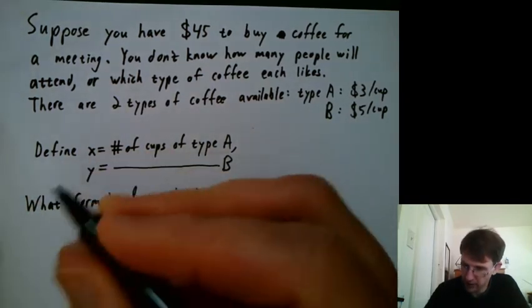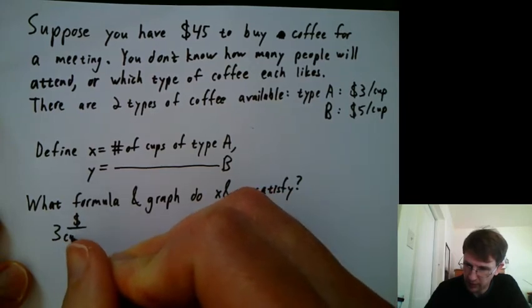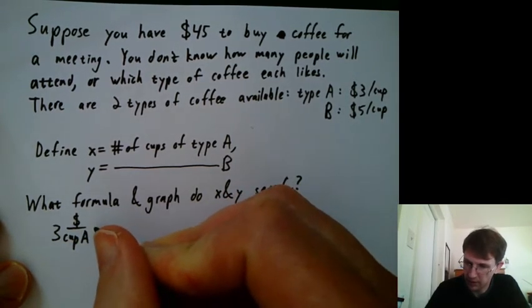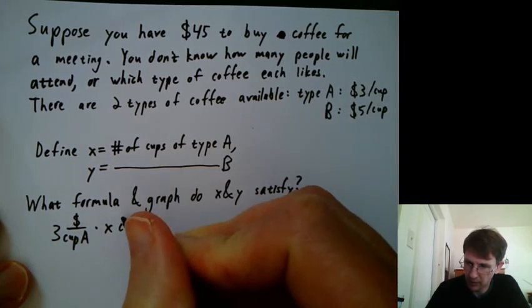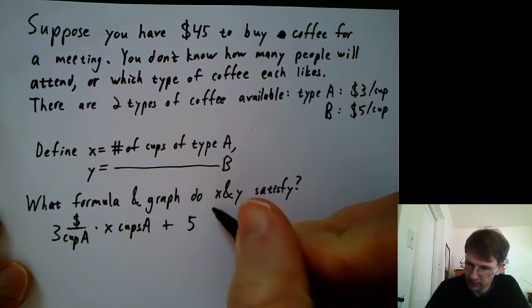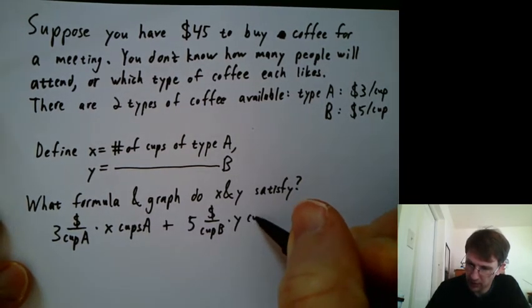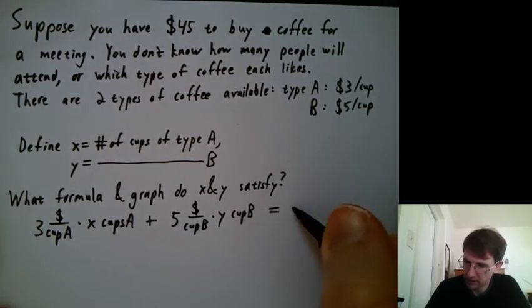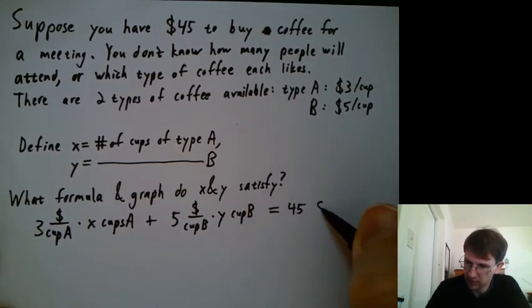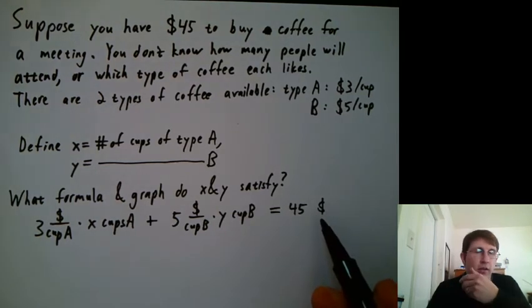All right, welcome back. So you could say it's $3 for a cup of type A times X cups of type A, plus $5 for a cup of type B times Y cups of type B, and altogether that has to equal $45. I'm writing dollars here the way we would write kilograms or miles or seconds or whatever.